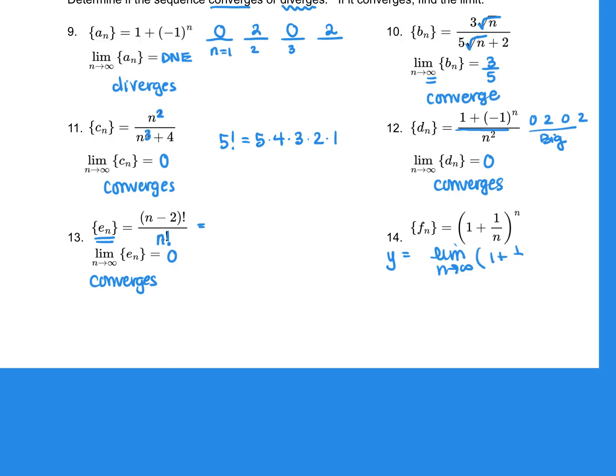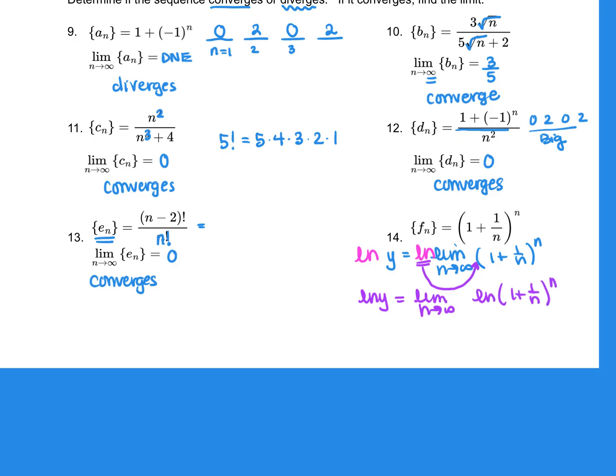And I need to do this because it's improper. The problem is with the power. The power doesn't help us. So we're going to take the natural log of both sides because that's one way we get rid of powers. When we take the natural log, we can bring powers out in front. So one thing we can do is pass this natural log through the limit because it doesn't have anything to do with n. So now we have the natural log of y is equal to the limit as n goes to infinity of the natural log of this thing.